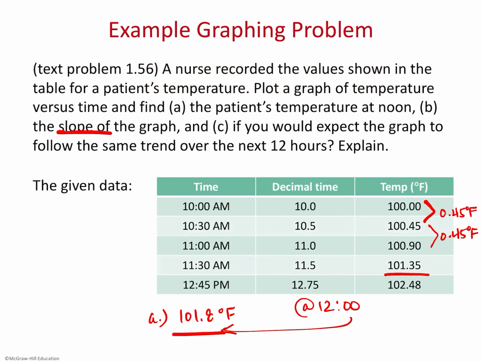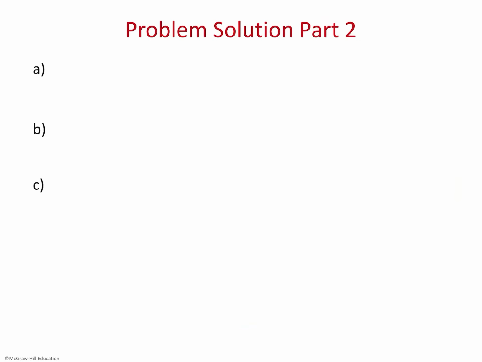And then part C said, would you expect the graph to follow the same trend over 12 hours? Well, if you're at 102.48 and you do 0.9 times 12 hours, that would be like 113 degrees. So is that likely? No. That person would obviously not survive if that was the case. So it's just wanting you to make sense and think about if that is possible. Okay, so that was the end of chapter 1.